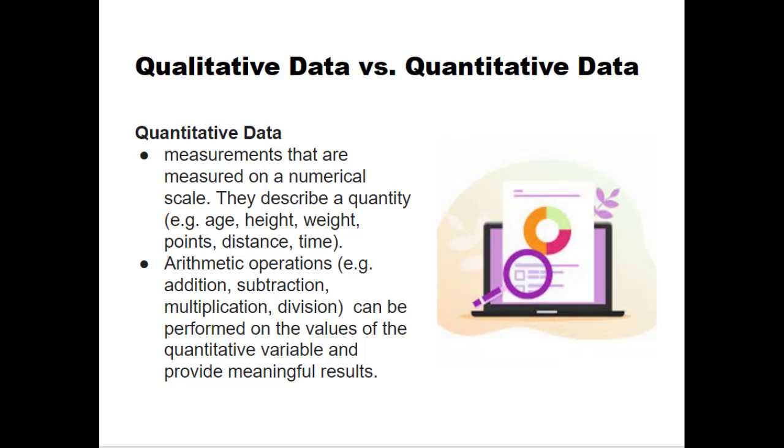Quantitative data are measurements that are measured on a numerical scale, and they actually describe a quantity of that measurement. So for example, age, height, weight, points, distance, time, that would all be quantitative data because they all describe an amount. Because these measurements describe a quantity, you can perform arithmetic operations on this data. You can add, subtract, multiply, or divide these values. By performing these operations, you can produce meaningful results for your analysis.